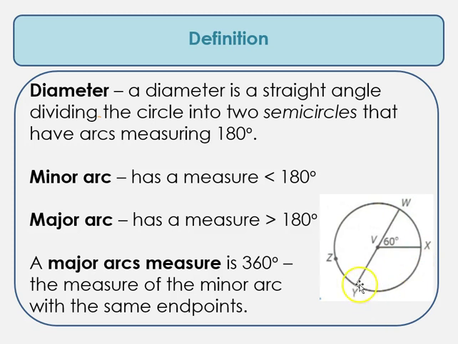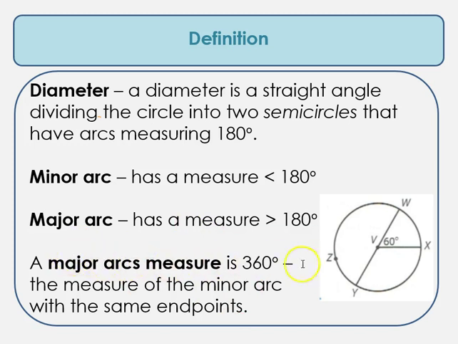A minor arc has a measure of less than 180 degrees. So in this circle, one of the minor arcs would be WX, which is 60 degrees, less than 180. A major arc has a measure more than 180 degrees, and as an example of a major arc in this circle, we could say arc YWX. Minor arcs are always labeled with 2 points. Major arcs are always labeled with 3.